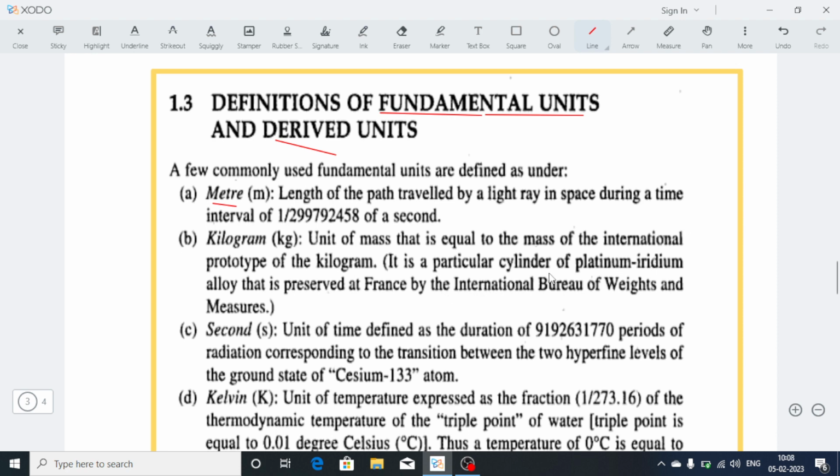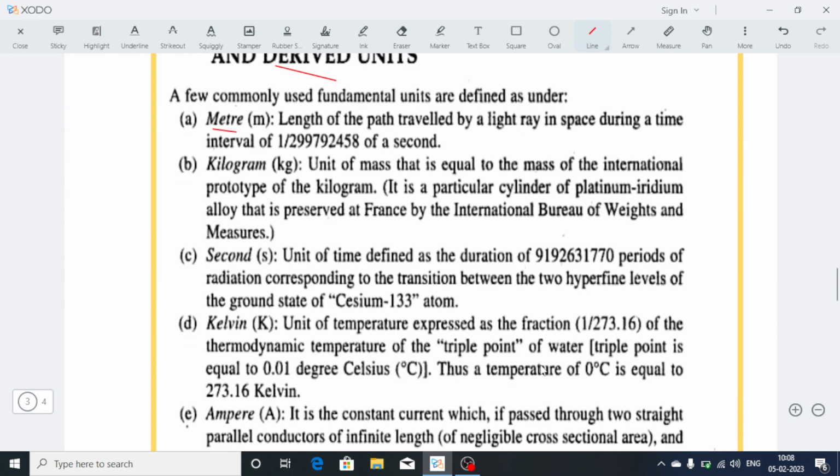It is a particular cylinder of platinum iridium alloy that is preserved at France by the International Bureau of Weights and Measures. Second: unit of time defined as the duration of 9,192,631,770 periods of radiation corresponding to the transition between two hyperfine levels of the ground state of the cesium 133 atom.